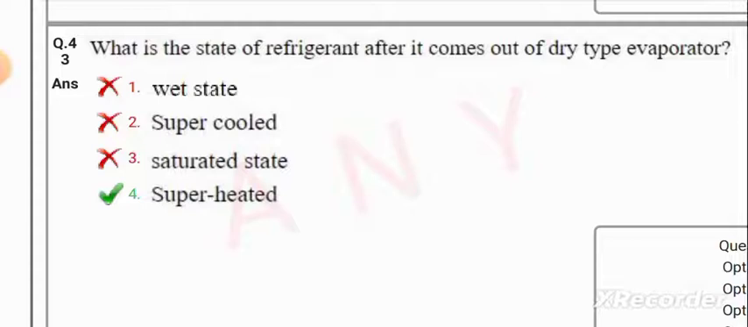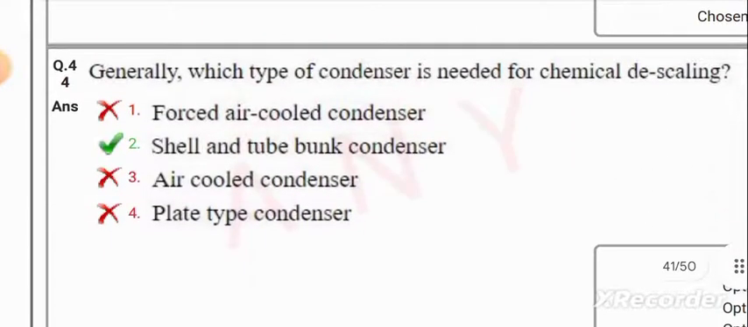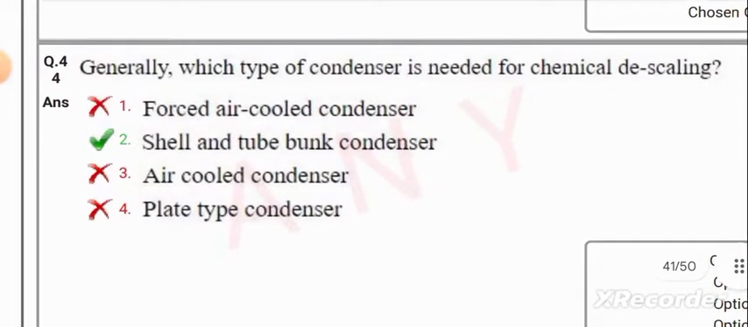What is the state of refrigerant after it comes out of a dry type evaporator? Superheated state. Generally, which type of condenser is needed for chemical descaling? Shell and tube bunk condenser.